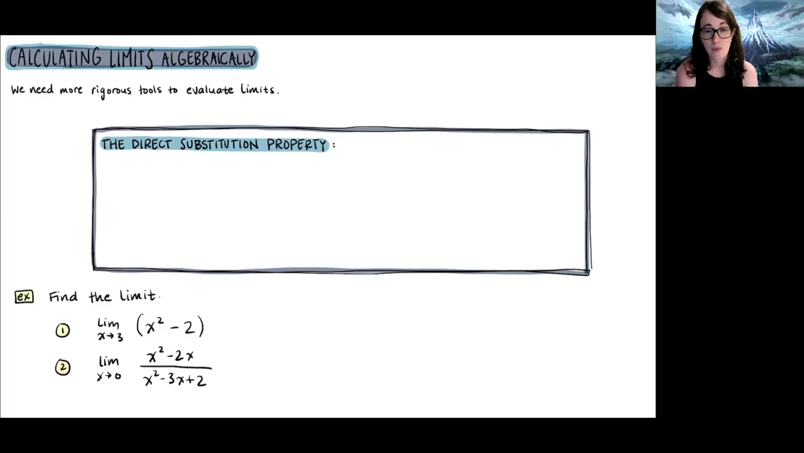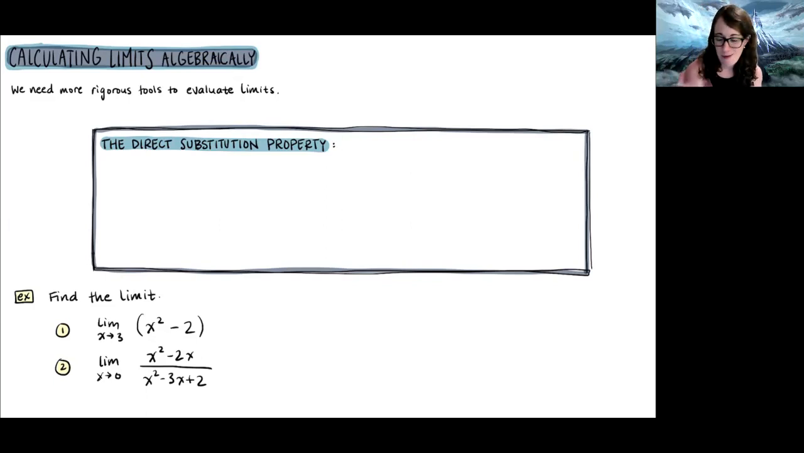There are some cases where we will actually need to use that, but for the most part, we want to try to use algebra when we can. So I'm going to go through some cases, all of the various things that we can encounter when we are calculating limits. And the first thing, we talked about this a little bit, but the first thing that we should always try is called the direct substitution property, or just direct substitution.